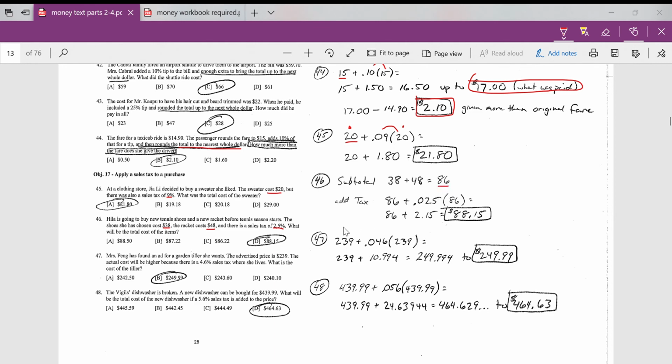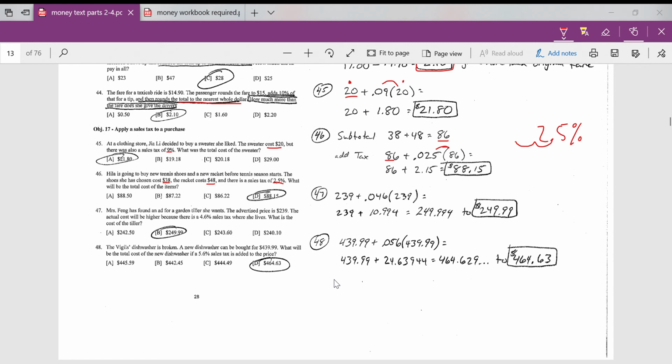Now you're going to have 2.5% tax on there. So we have the $86. Now remember, 2.5%, make sure we do this right. If we change that to a decimal, you start where the decimal is and you move it to the left twice. 1, 2, any open spot you put a 0, so that's 0.025. Okay, again, times that subtotal of 86. Order of operations, so you multiply first, it's $2.15. Add that to the regular 86, answer is 88.15.